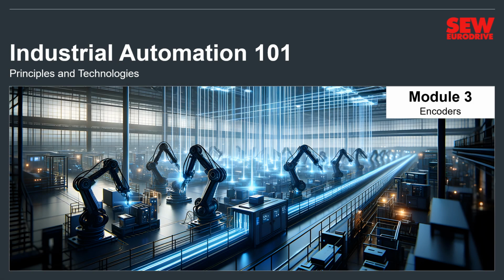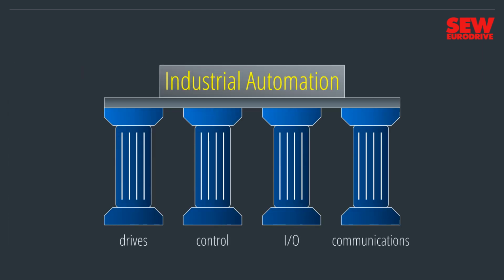In the last module, you learned about variable frequency drives and how they control motors. We briefly touched on how motor speed sensors help the VFD maintain the correct speed. This module takes a deeper dive into these sensors, which are called encoders. They belong to both the drives and the I/O pillars of automation. Encoders directly affect drive operation, but they're sensors too. We'll explore what they do and how they make sophisticated industrial automation possible.